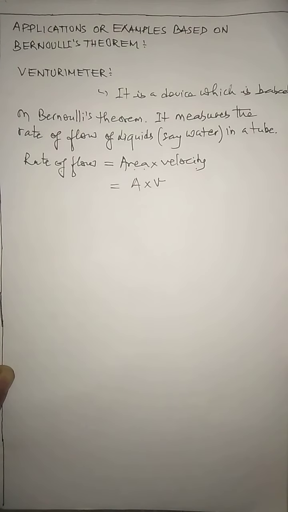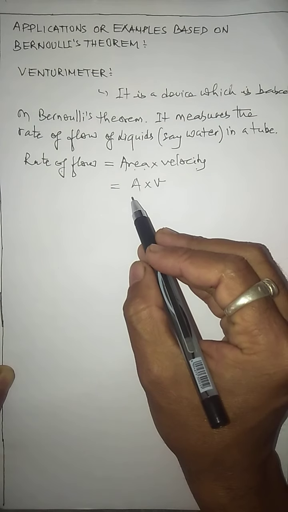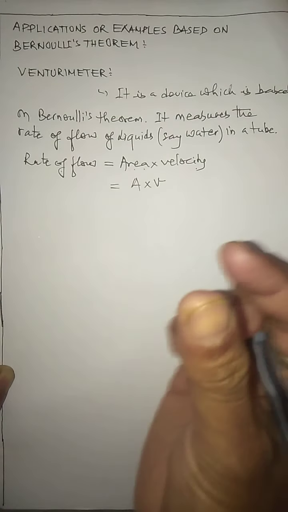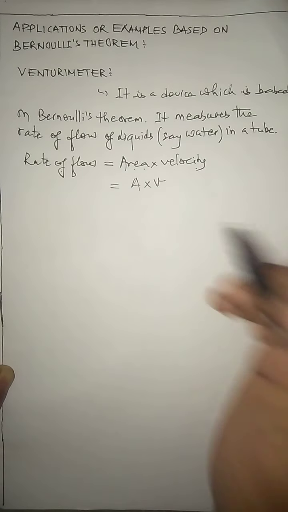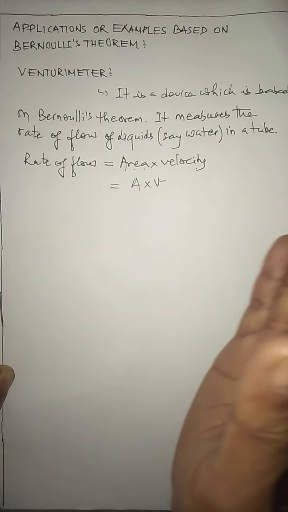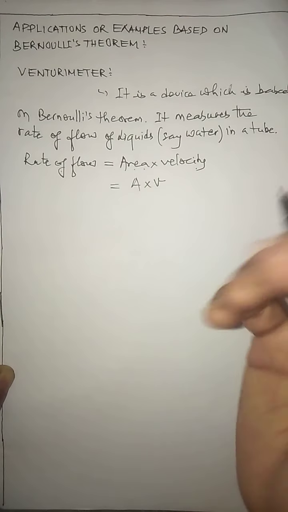But in a tube, let me tell you, the area can be easily calculated, because the area can be calculated from the outer surface also. But the main question that arises here is how to calculate the velocity or speed of the liquid that is flowing at every cross section of the tube. That is usually not known.